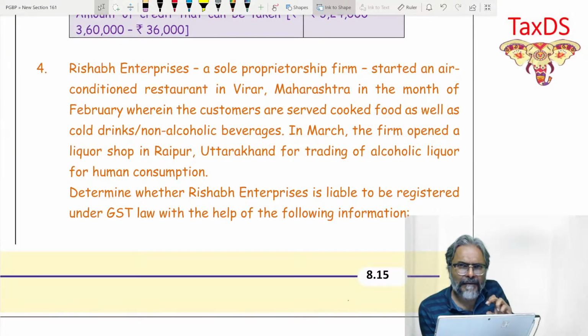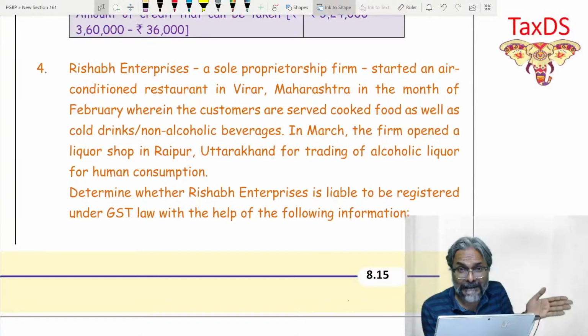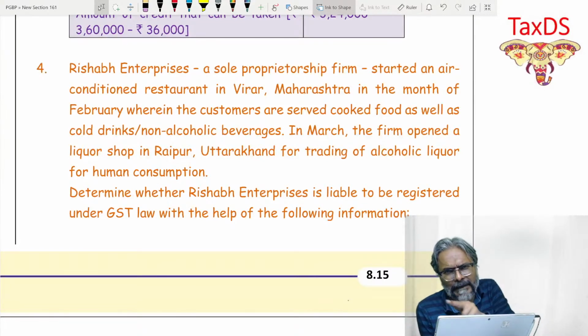Now you tell me, with the nature of the operation which Rishabh Enterprise is doing, what would be his limit to be considered? Whether the limit would be 40 lakhs or 20 lakhs? 20 lakhs. Why? Because he is supplying both the goods as well as service. And one more reason I can give you is that he is also supplying from Uttarakhand. The fact that he's supplying from Uttarakhand makes his limit 20 lakhs.